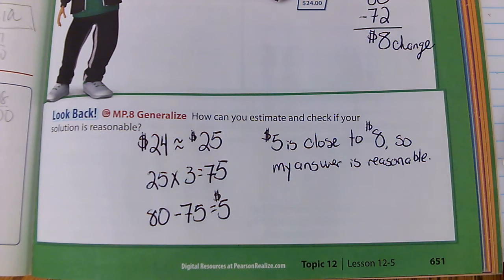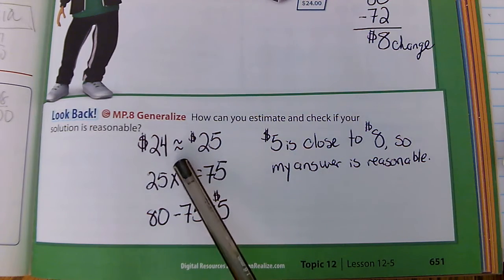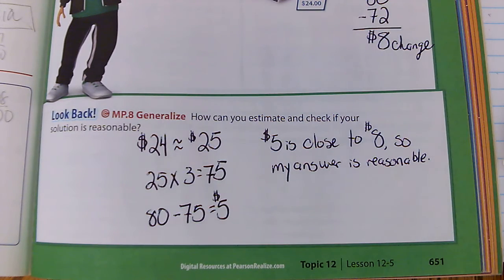Okay. So here is the work I did for this problem. So the way I used estimation, I said to myself, okay, 24 is really, really close to 25. And that's what I put here. 24 is about, that's what this means, about 25. So then I redid the problem, except this time instead of using 24, I used 25. So 25 times 3 is 75. And 80 minus 75 is 5. And then I said, since 5 is close to my actual answer of $8, I know that my answer is reasonable. So that's how you can use estimation.